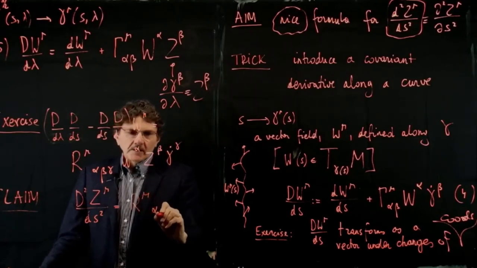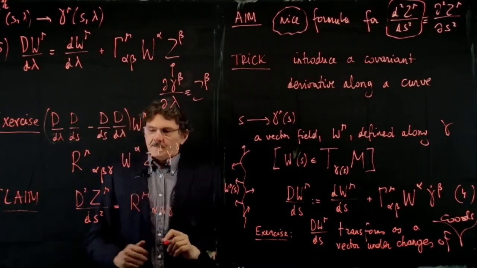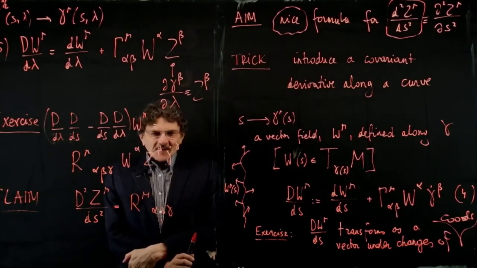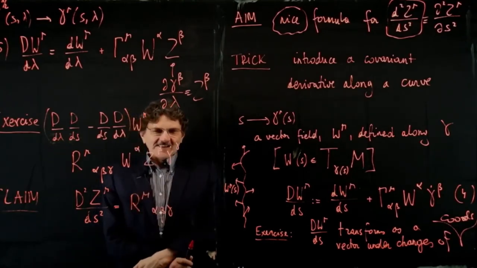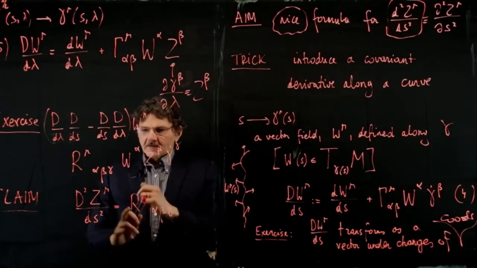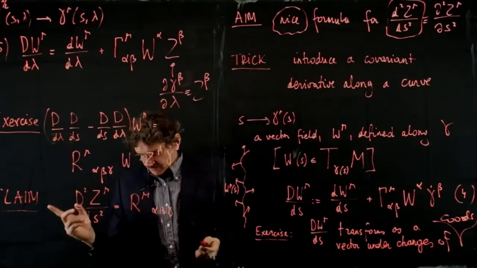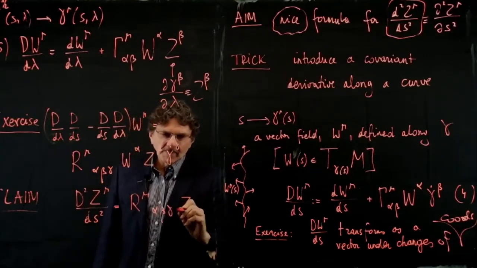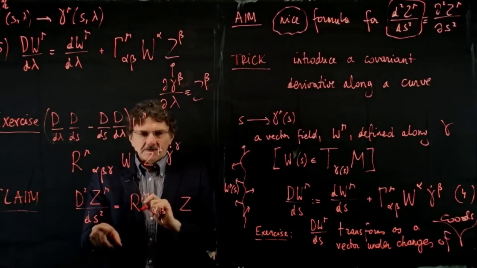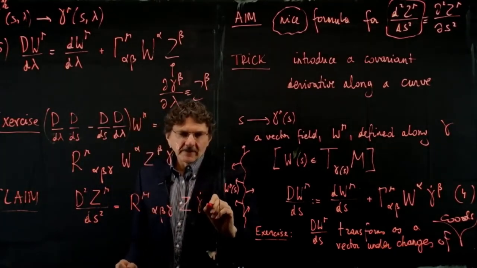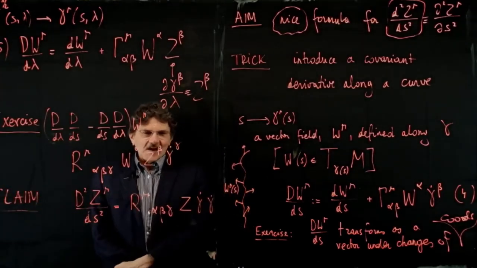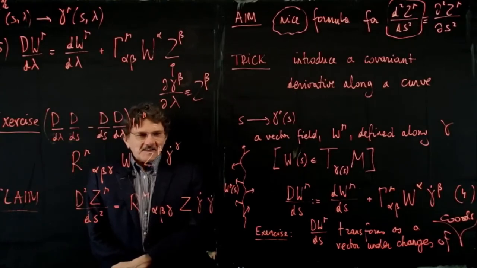And now the question is, what can it be? It has three indices, one should be left. This one we already have. This is a covariant derivative of z, so there should be some z here. And there are two derivatives tangent to the geodesics, so there should be two gamma dot. And now the question is, what are the right indices?